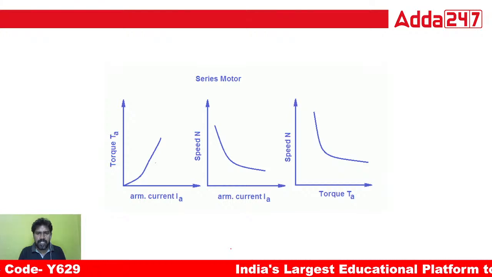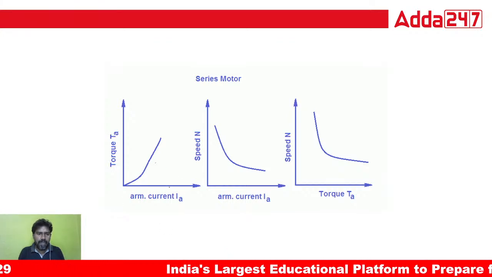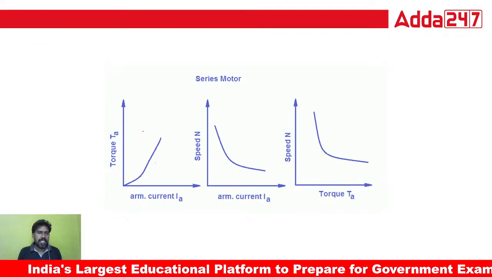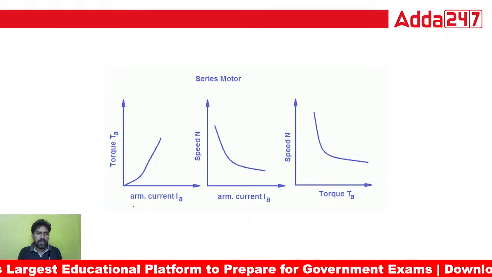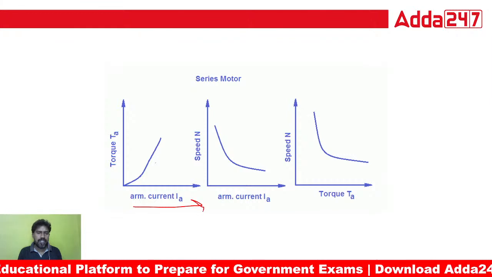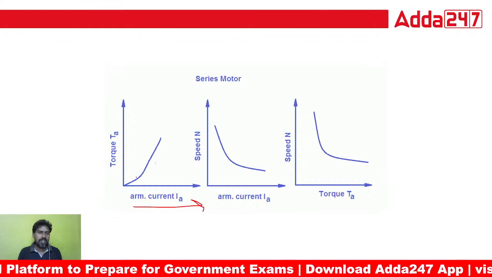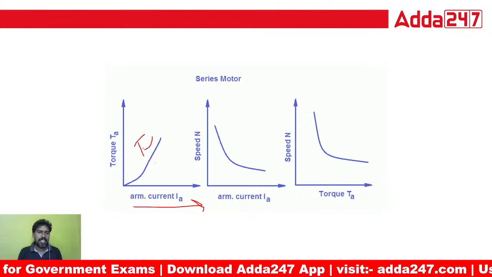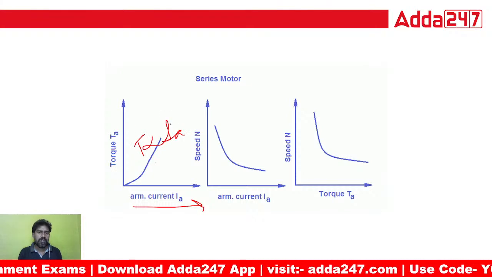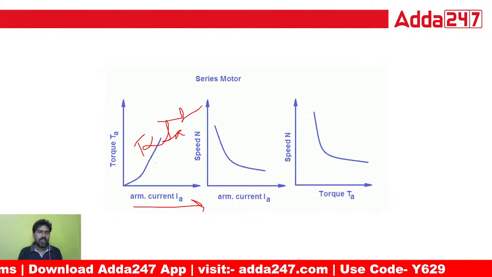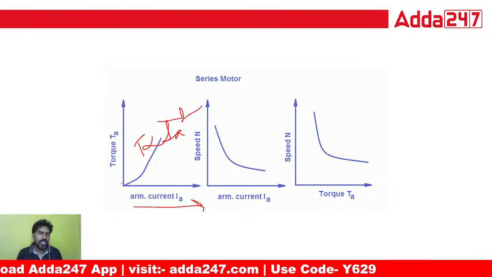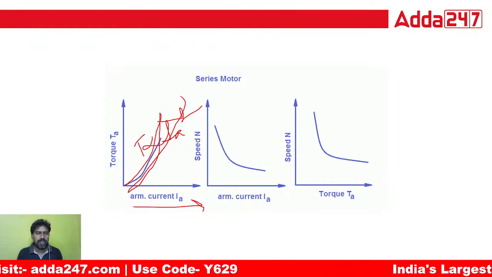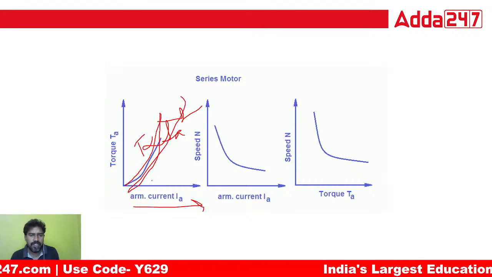Now you can see here, this is the relation between torque and armature current. When armature current increases, torque also increases, and it is a square relation. Torque is directly proportional to armature current squared. That is why we get a hyperbola-like curve. It is not a straight line.